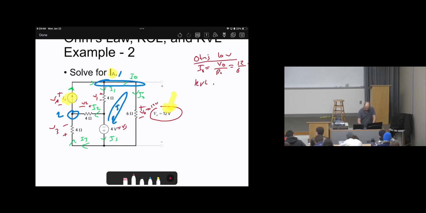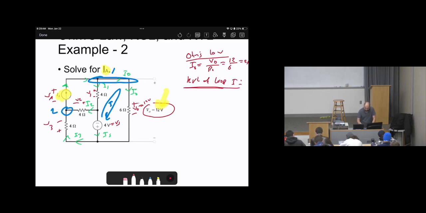KVL at loop 1. Start from the left bottom corner, then go clockwise. Starting here, this will hit the positive sign of the voltage, so it will be plus V source. Then keep going, you will hit the negative sign of V1, so it will be minus V1. Then here, the positive side of VO, so it will be plus VO. Then no other elements, I'm done with the loop. That's it. This will make it equal to 0.